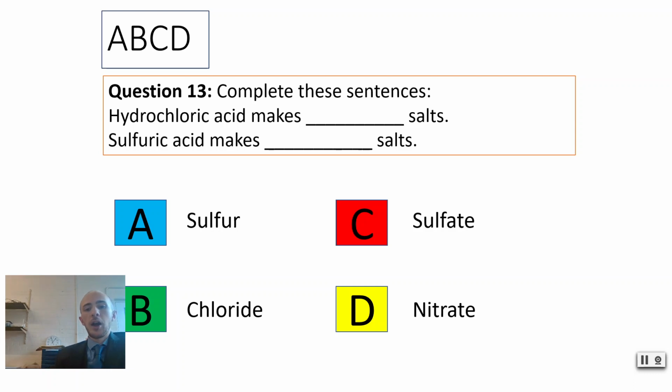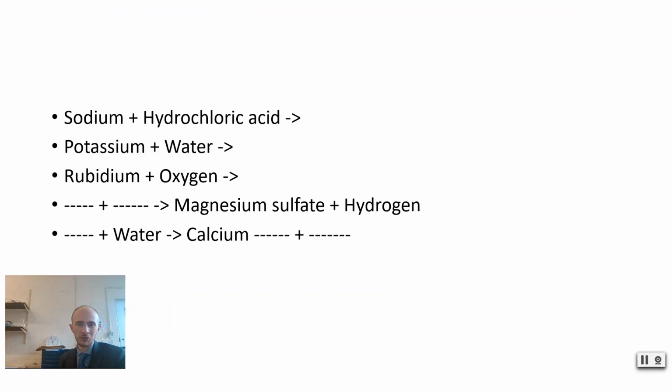Right, hydrochloric acid makes B, chloride salts. So if I add hydrochloric acid to a metal, it will make a chloride salt: sodium chloride, magnesium chloride, potassium chloride. Sulfuric acid makes sulfate salts. If I add sulfuric acid to magnesium, we'll make magnesium sulfate and hydrogen. Fine. Question 14 we're skipping.